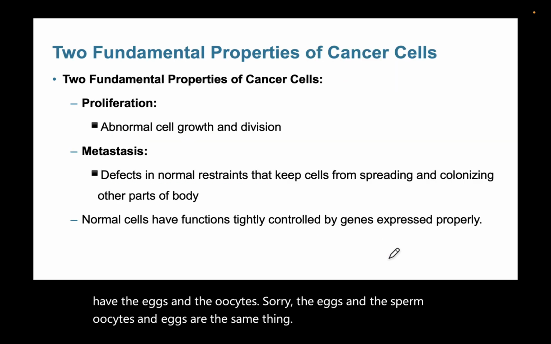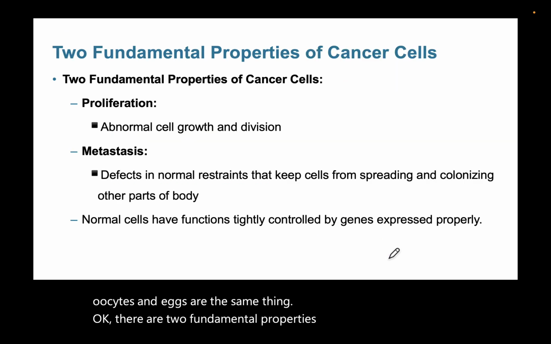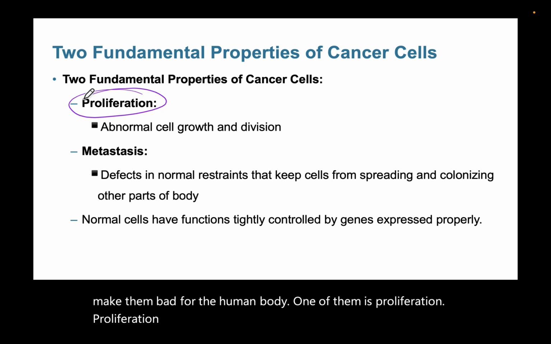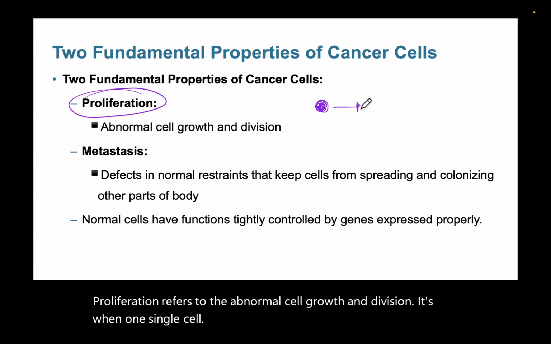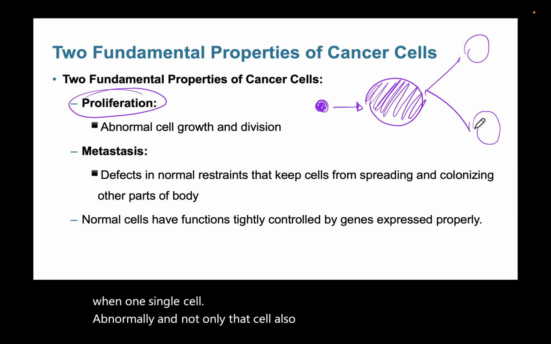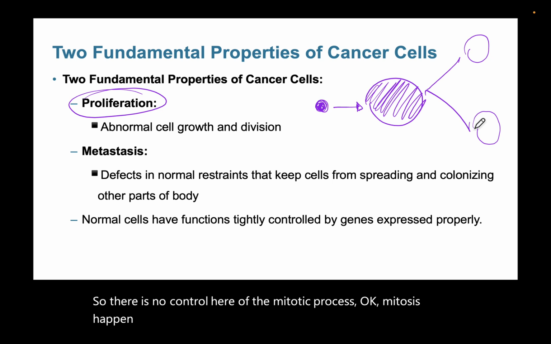Okay? There are two fundamental properties of these cancer cells that make them bad for the human body. One of them is proliferation. Proliferation refers to the abnormal cell growth and division. It's when one single cell grows abnormally, and not only that, that cell also starts dividing into multiple cells due to mitosis. So there is no control here of the mitotic process, okay? Mitosis happens in an abnormal way.